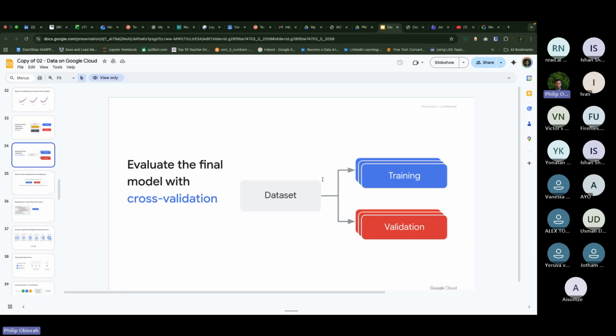All right. So data sets, evaluate your final model with cross validation. So you have cross validation here. Training and validation are repeated across different folds. You can see different folds here. Each part of the training set is split into groups. So you can have multiple folds for training and then multiple folds for validation.